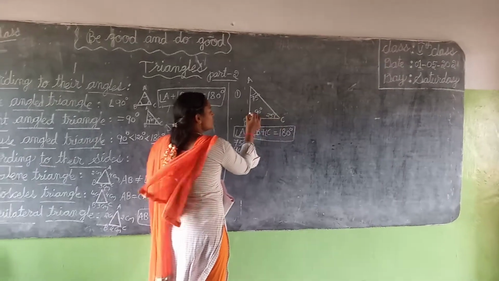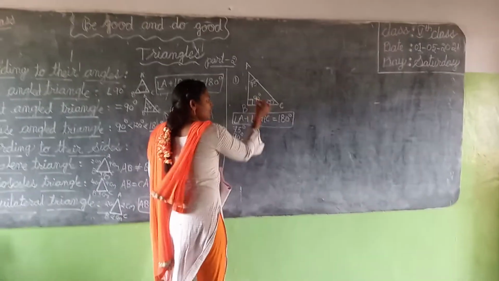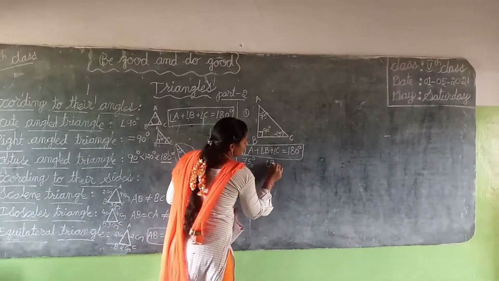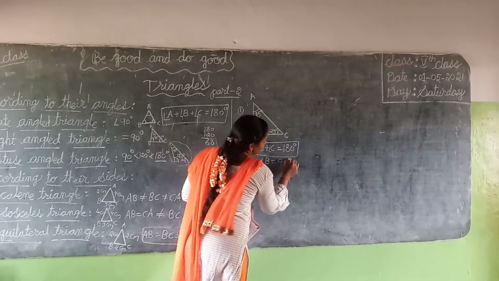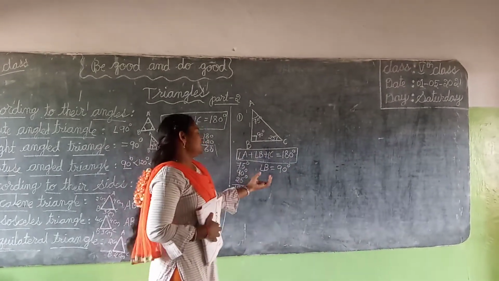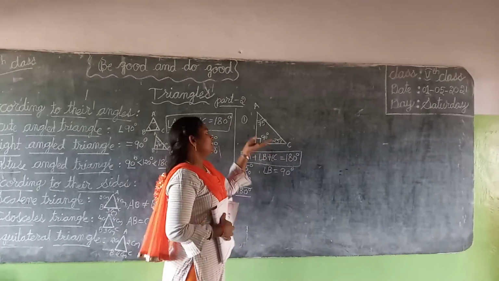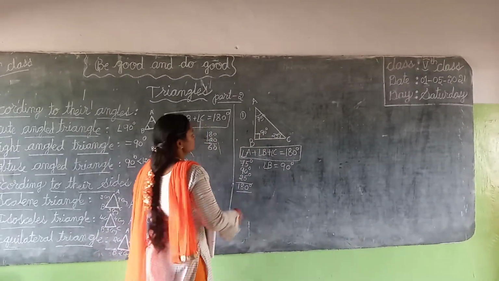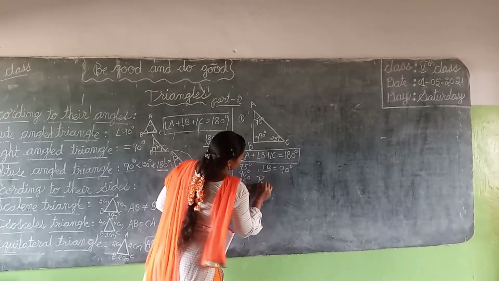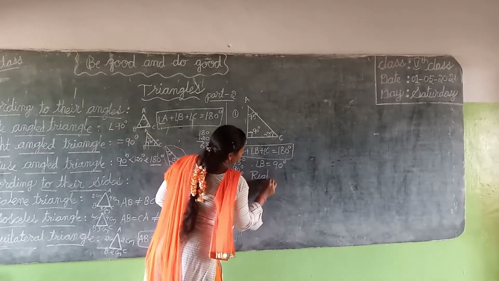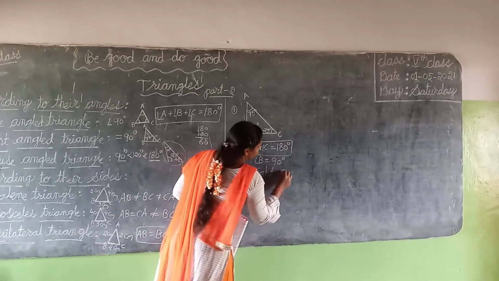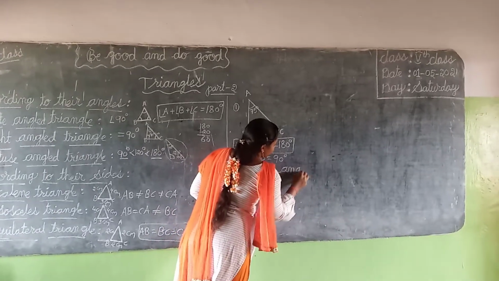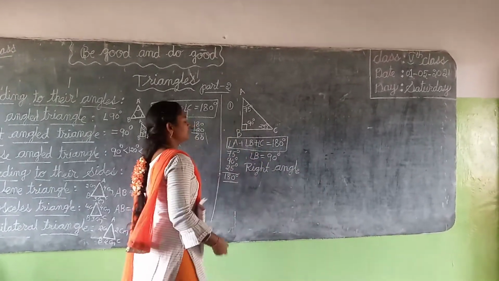Okay? So in this triangle, angle B is exactly 90 degrees. A triangle with exactly a 90 degrees angle, which triangle is it? Right angle triangle. So what is the name of this triangle? Right angle triangle. Write this: right angle triangle.